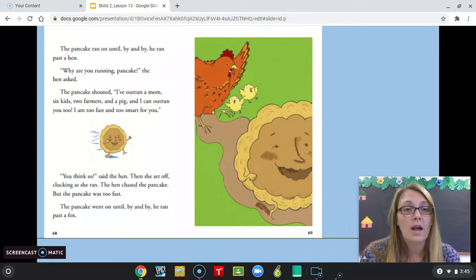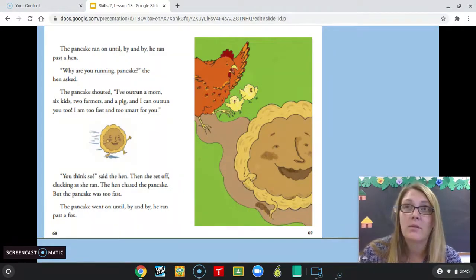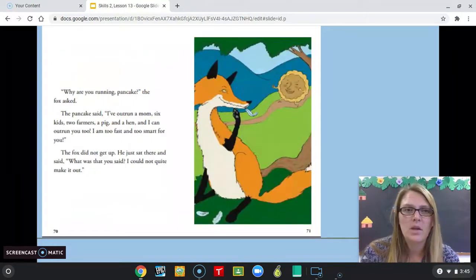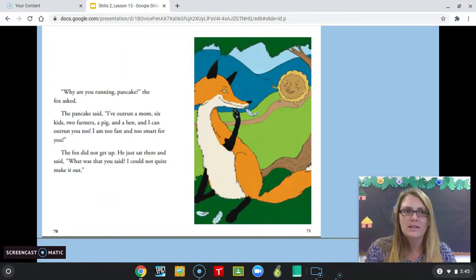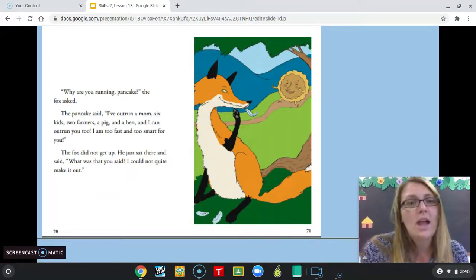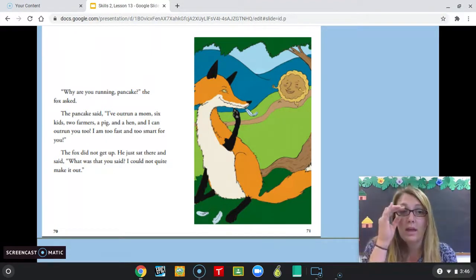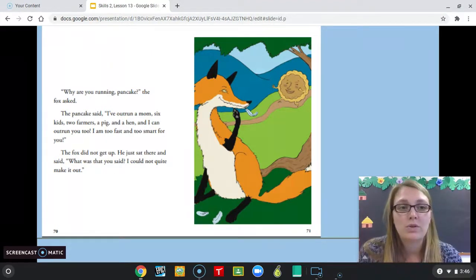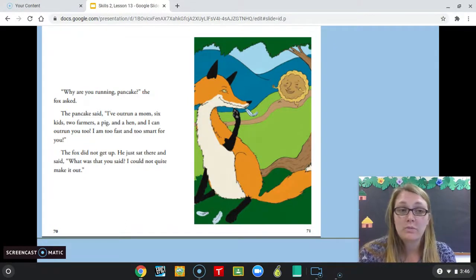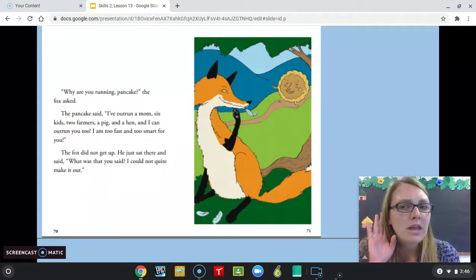The pancake went on until, by and by, he ran past a fox. "Why are you running, Pancake?" the fox asked. The pancake said, "I've outrun a mom, 6 kids, 2 farmers, and a pig, and a hen, and I can outrun you too. I am too fast and too smart for you." The fox did not get up. He just sat there and said, "What was that you said? I could not quite make it out."